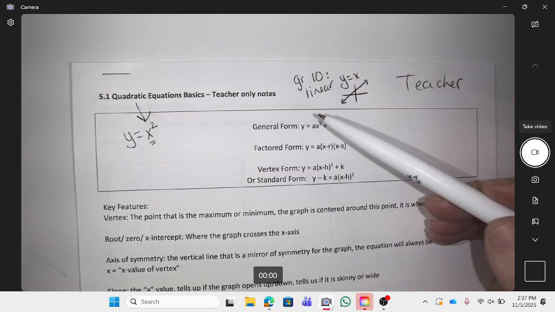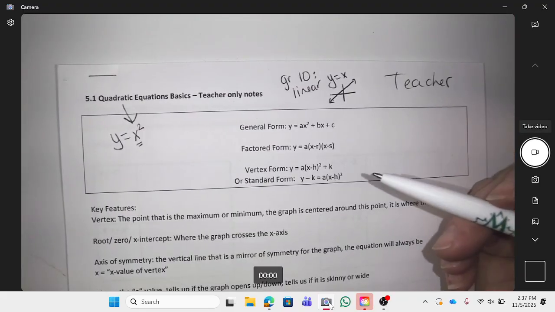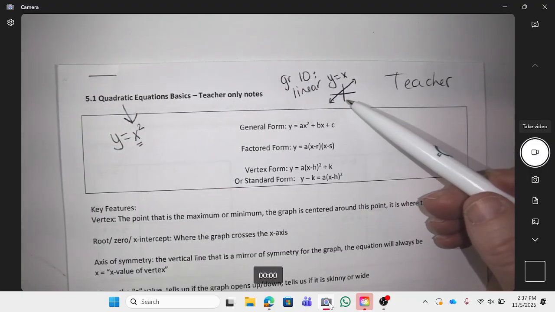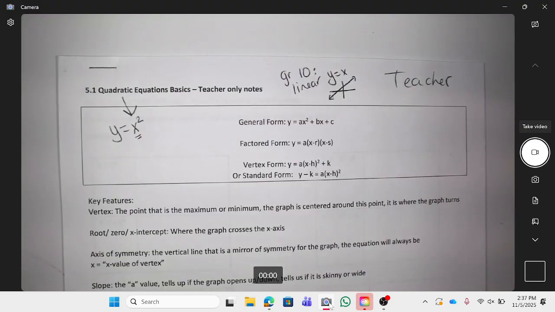Okay, so last year you did something with just an x in it, not an x squared. Okay, so last year you did this kind of graphing stuff. So now we're going to switch to graphing equations with an x squared in it instead of an x. Okay, so we're going to talk about the key features of this graph.